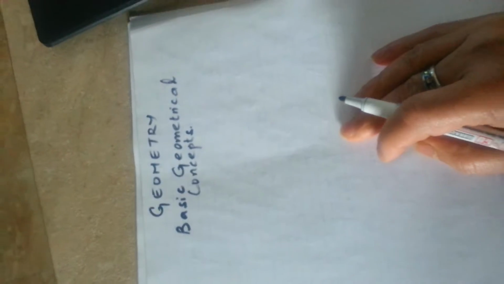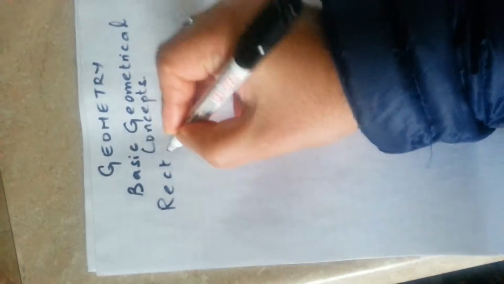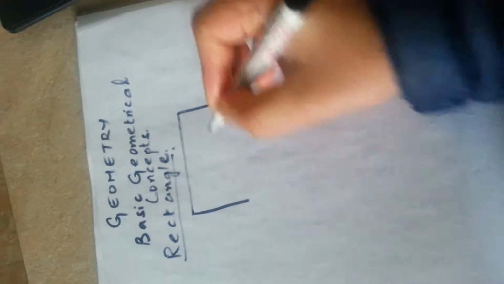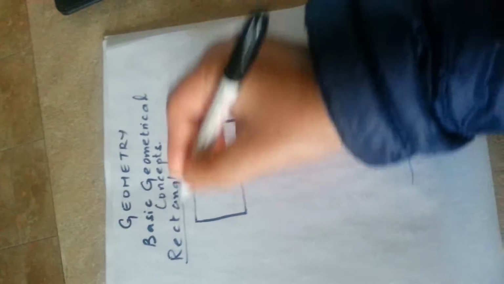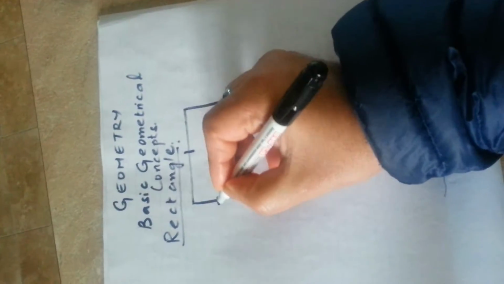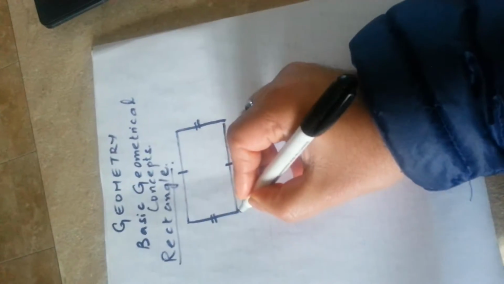Most of the students are confused about geometrical figures, like a rectangle. In order to understand the geometry of a rectangle, let us make a figure of a rectangle. If you see a rectangle, you'll find that there are four vertices and the opposite sides are equal. This side is equal to this, and this side is equal to this. And where the two sides intersect, that is called a vertex.